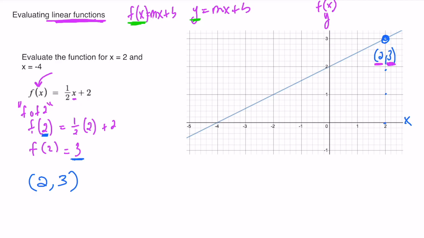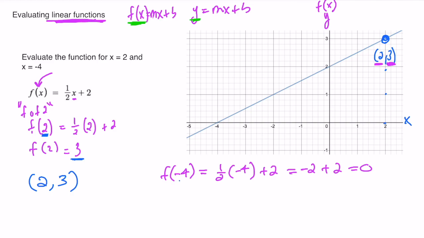So the other one it asks us to do is evaluate x equals -4. So same idea. I'm going to just take f of -4. I'm just plugging in -4, and I get 1/2 of -4 plus 2. And half of 4 is 2, but it's negative. So it's -2 plus 2, and that obviously is 0.